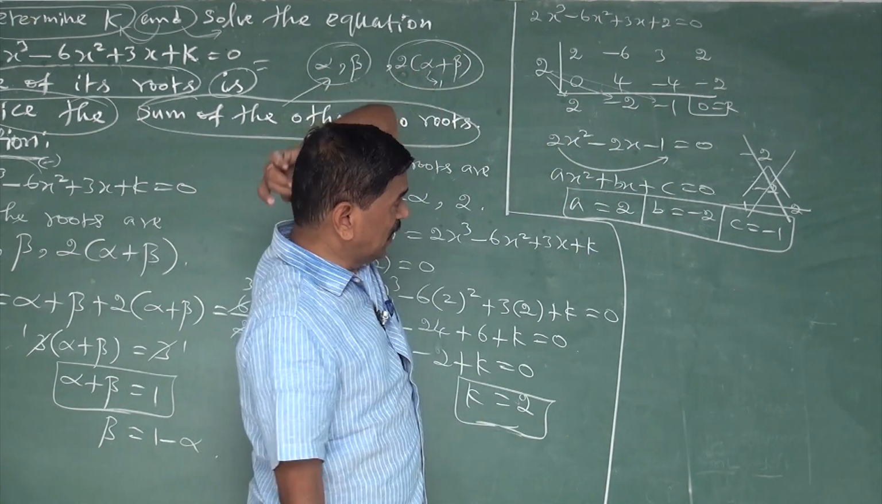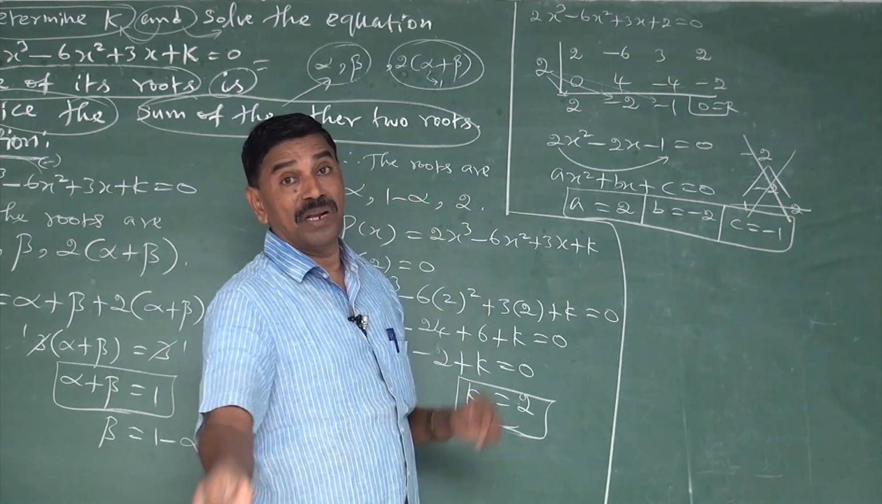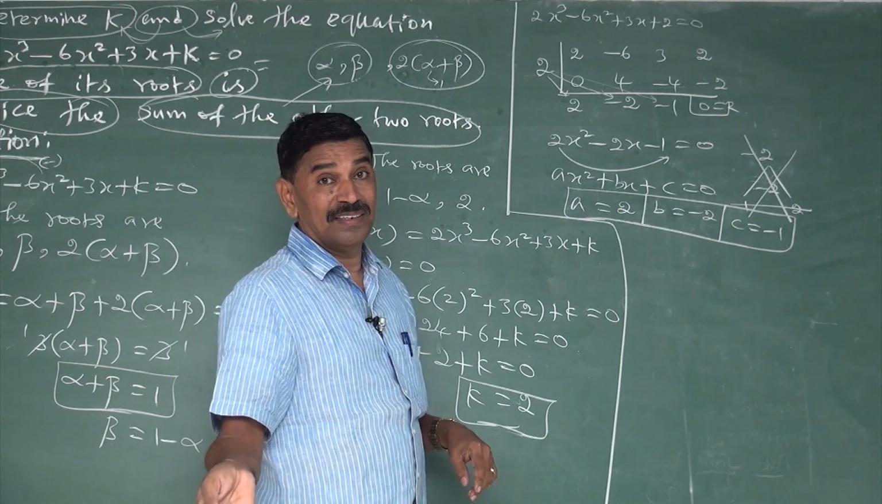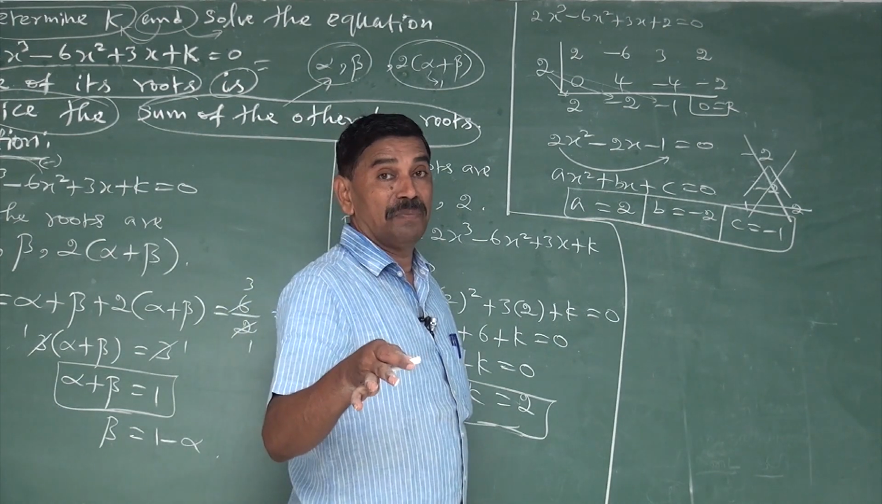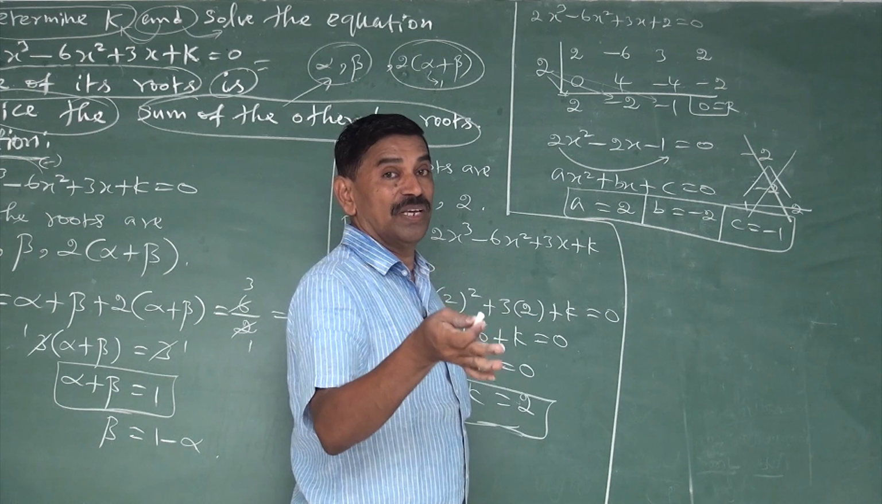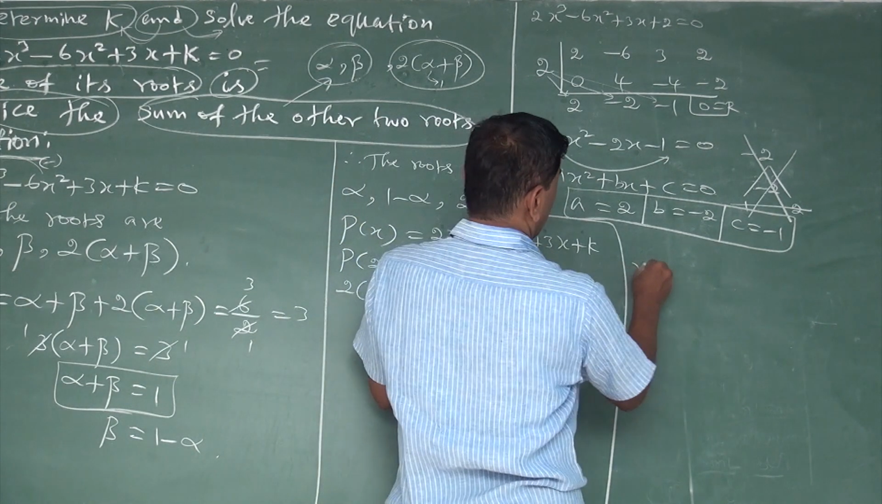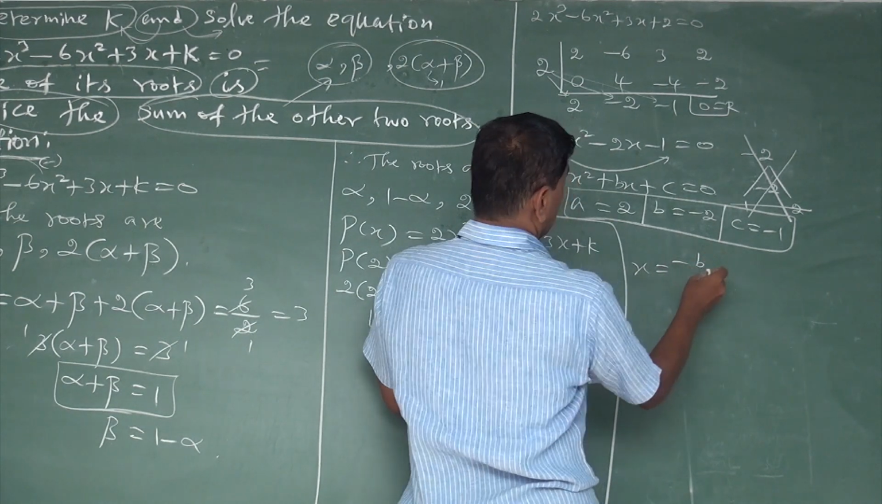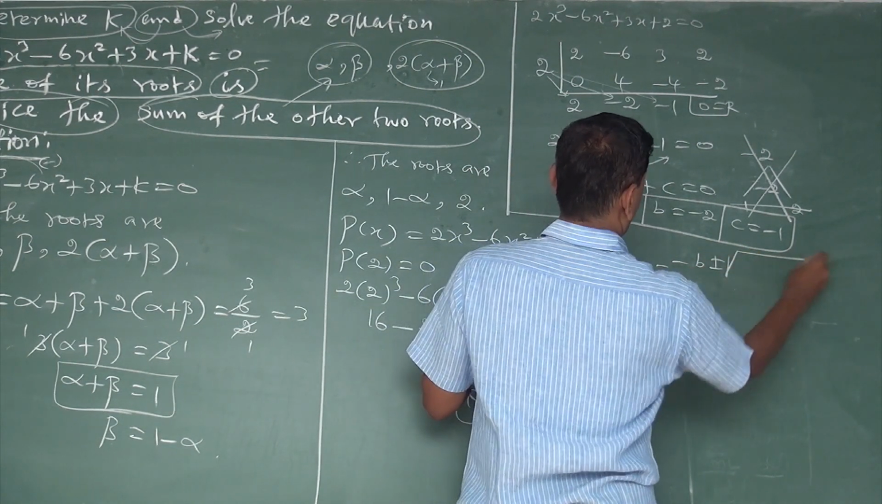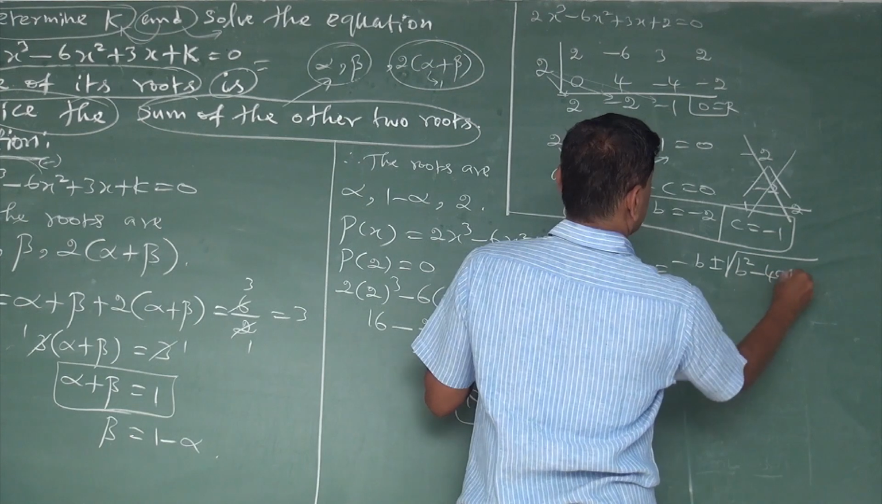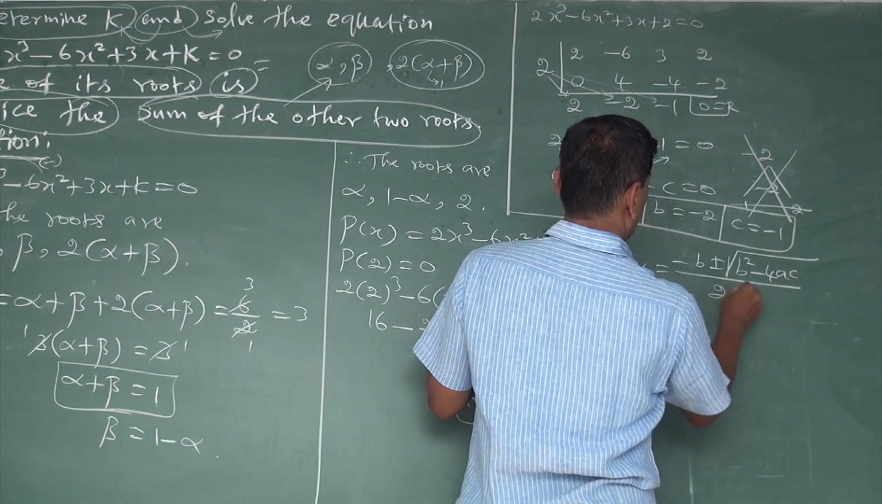Yes, your answer is correct. Now, can you tell me what is the quadratic formula? Minus b plus or minus square root of b square minus 4ac divided by 2a. Okay. Let us write first quadratic formula. X is equal to minus b plus or minus square root of b square minus 4ac divided by 2a.